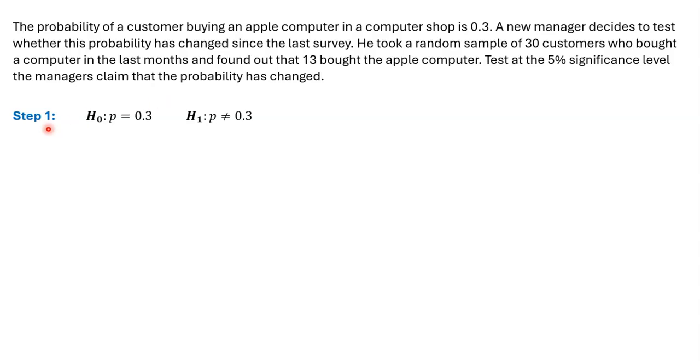So the first step, as with one-tailed tests, is we write H0. Here the regular case is that about 30% of customers would buy an Apple computer, and the manager is testing, has it changed? So is it different?